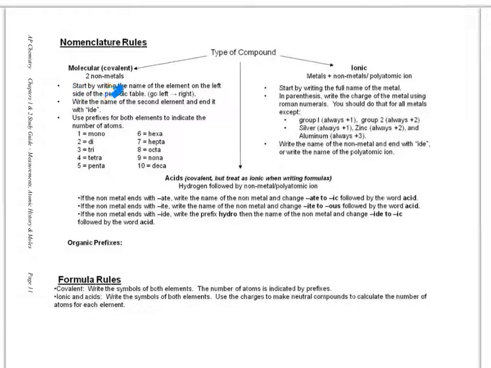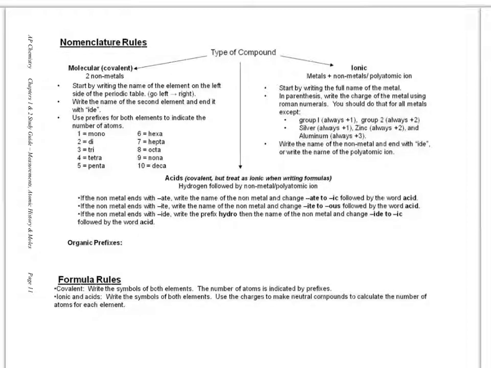You start by writing the name of the first element on the left side, and then you write the name of the second element but change the ending to "ide," and then you use prefixes for both of them to indicate the number of atoms. So 1 is mono, 2 is di, 3 is tri, then tetra, penta, hexa, hepta, octa, nona, and deca. Usually you don't use mono for the first element, but you do use it for the second element.